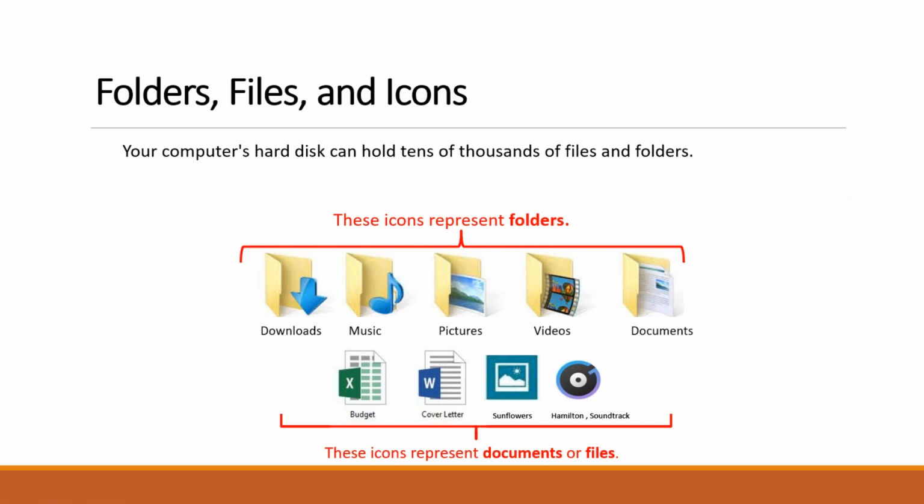Now, as you probably know, when we're using an operating system like this, most things we access are accessed through an icon. That picture, that icon, acts as the access point for that particular thing, whether it's a file, a folder, or a software program. In this case, we have two examples. In the top row, we have examples of folder icons, and down here, we have examples of file icons.